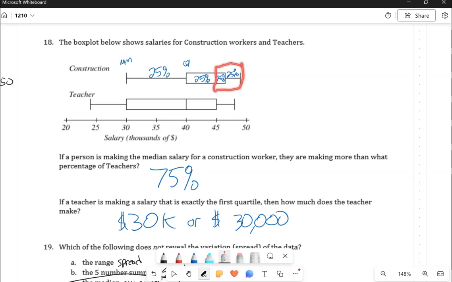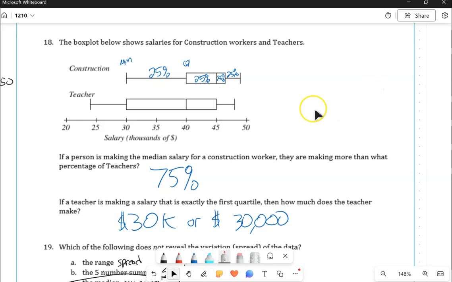and 48,000. For whatever reason, there seems to be an upper limit on this construction worker position. You start way low, there's a lot of people, 25% of the people are between 30 and 40,000, but then 25% of the people are between 40 and 43,000. They're much more bunched up. I don't know why, where they got the data from.